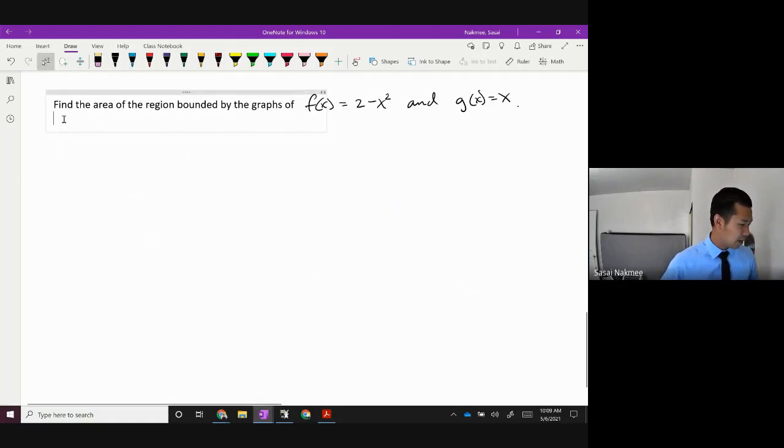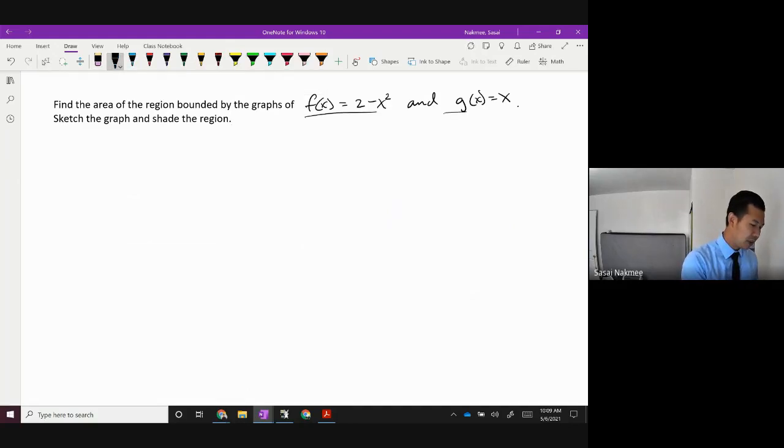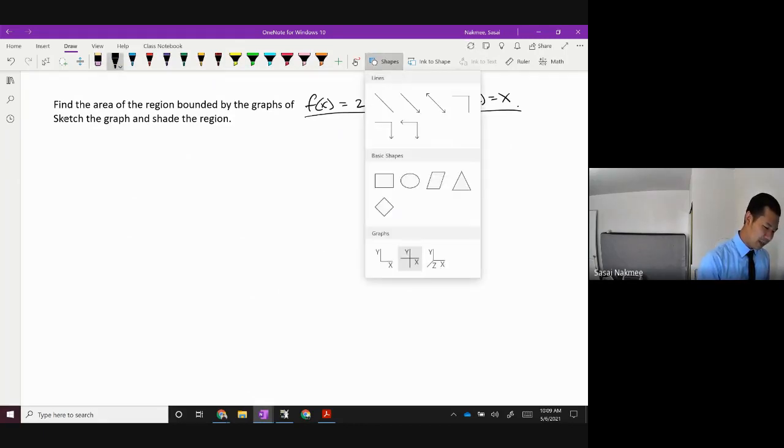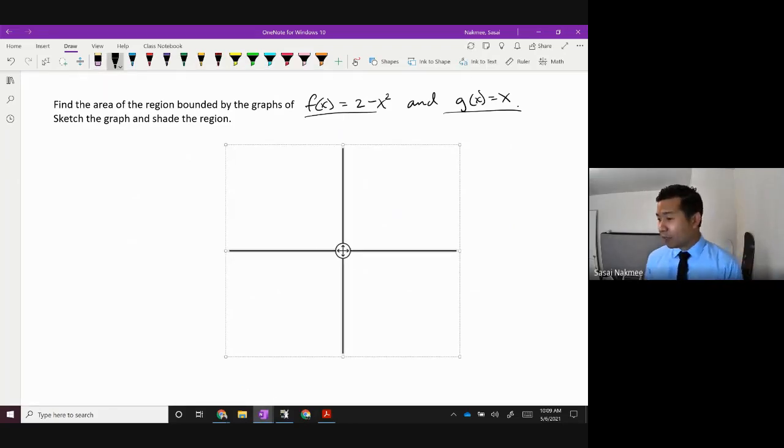Then we'll go down here and say sketch the graph and shade the region. So go ahead and do that real quick for these two functions. Can you sketch the graph for me for just these two functions right here and show me what the shaded region should look like? So I'm going to draw this XY axis. Just be a little cheater. Bam. Draw your two functions for me, please.